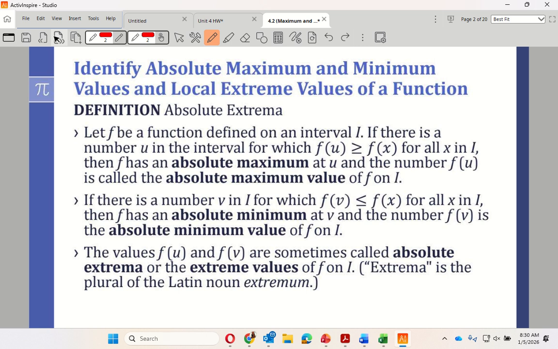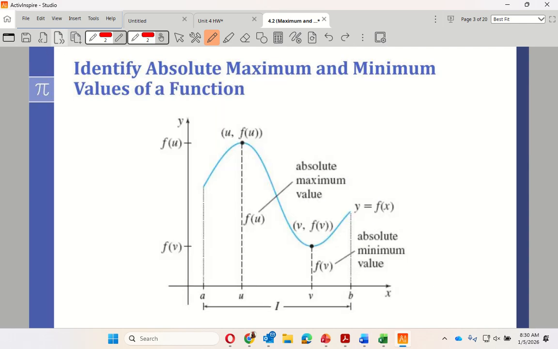Extrema is the plural of the Latin word extremum. Extremum? Extrema. I think that sounds right. Extrema. All right.